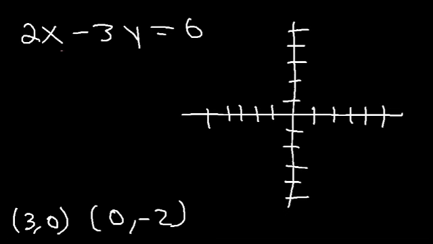So 3, 0 is over here, and 0, negative 2 is over here, and then just connect them. So that's how you can graph an equation in standard form.